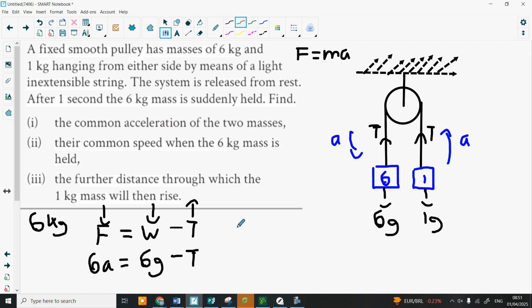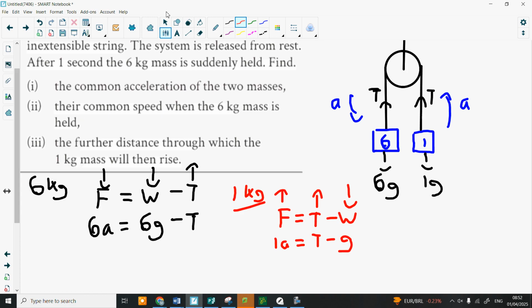Now, what about the 1 kilogram one? What do you think? Force equals, it's going up, isn't it? What's causing it to go upwards? So it's T minus, the letters are the other way around, aren't they? So it's 1A equals T minus G.